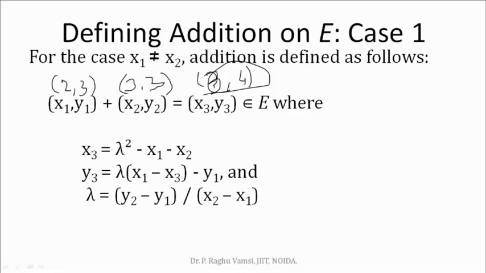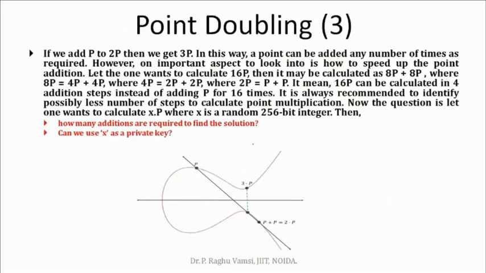So x3, y3 will be calculated like this: x3 is lambda square minus x1 minus x2. y3 will become lambda of x1 minus x3 minus y1. This is the formula you are supposed to use for calculating x3 and y3 when you add x1, y1 and x2, y2. What is this lambda? Lambda is the slope of the line when you pass through the points P and Q. This is the line you pass through P when you go for point doubling.